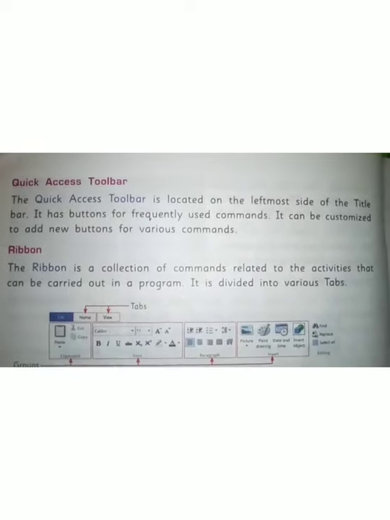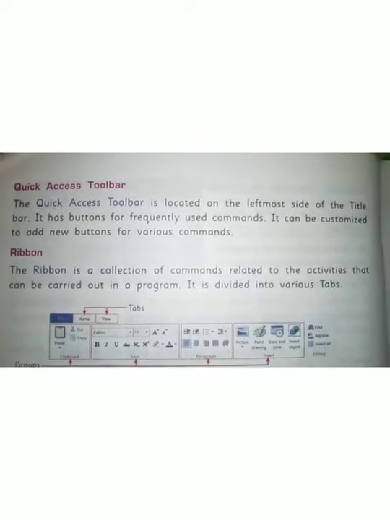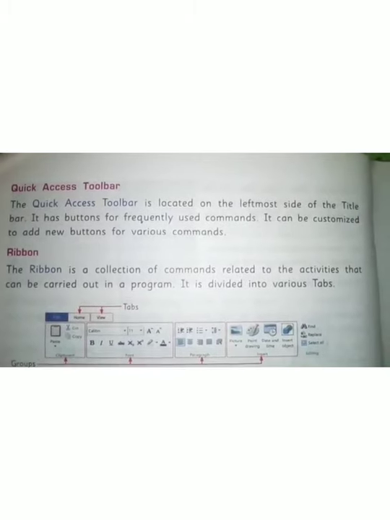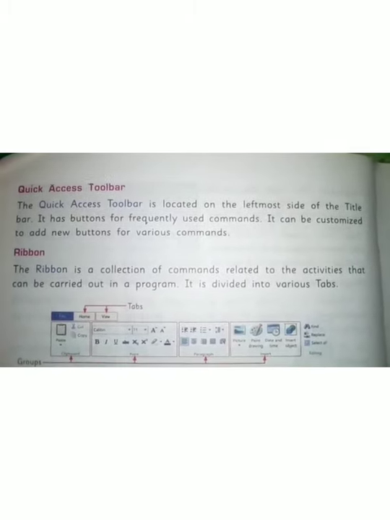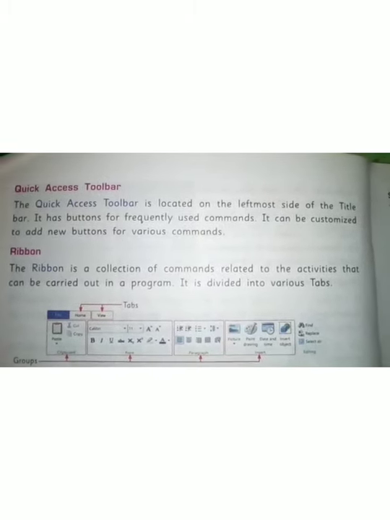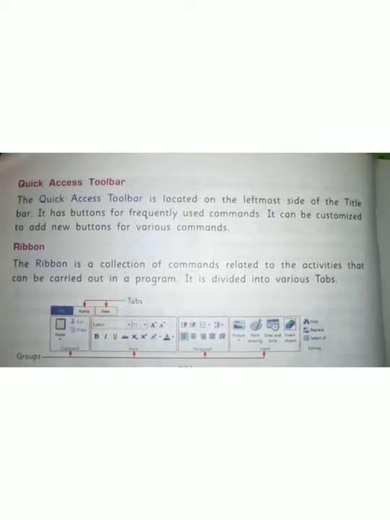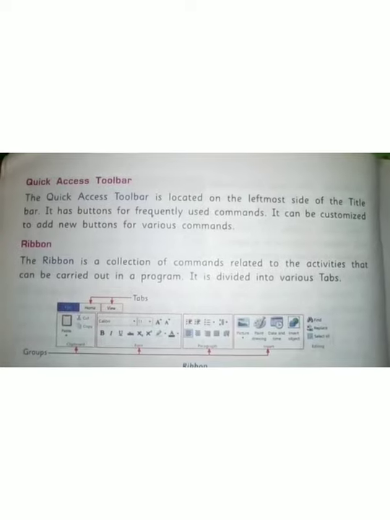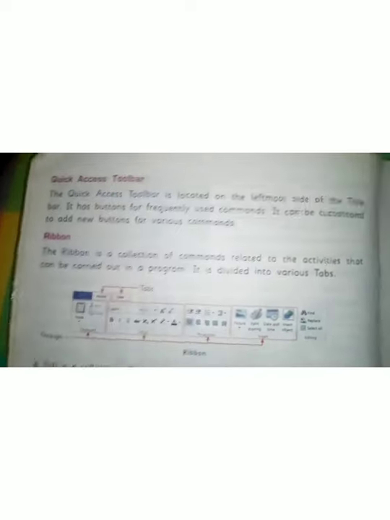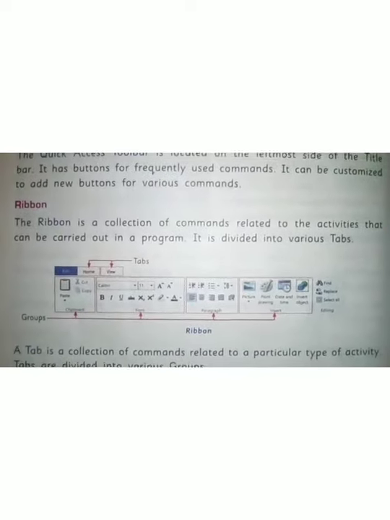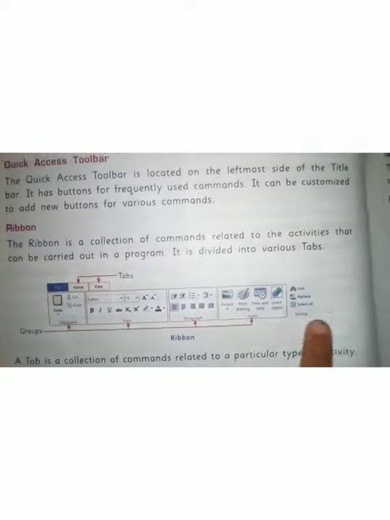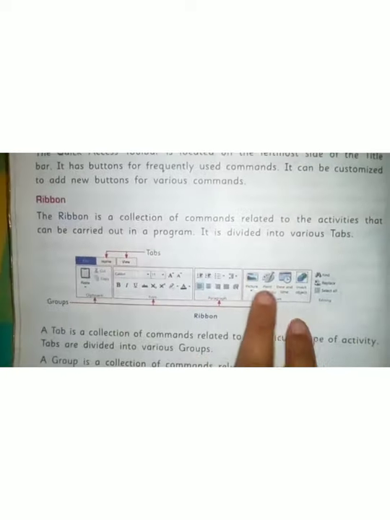Next we have the quick access toolbar. It is located on the left side of the title bar. It has buttons for frequently used commands. It can be customized to add new buttons for various commands. Understood? Now the ribbon. As you can see in this figure, the entire thing is called the ribbon.